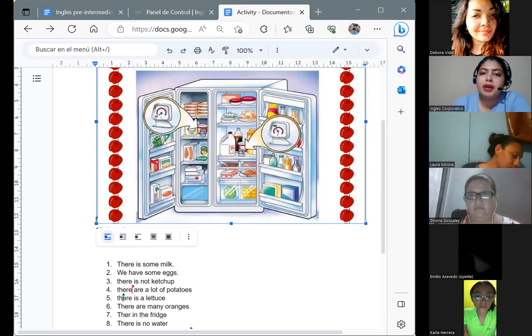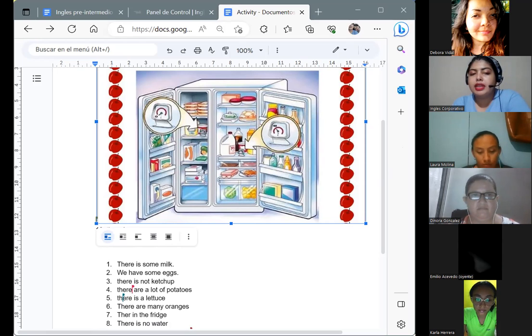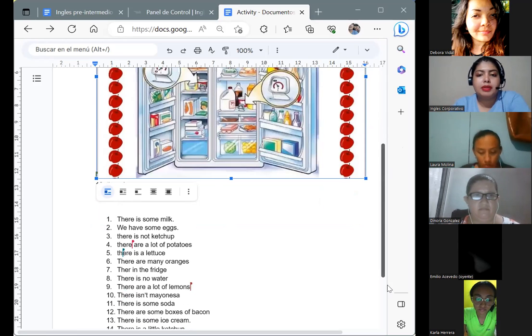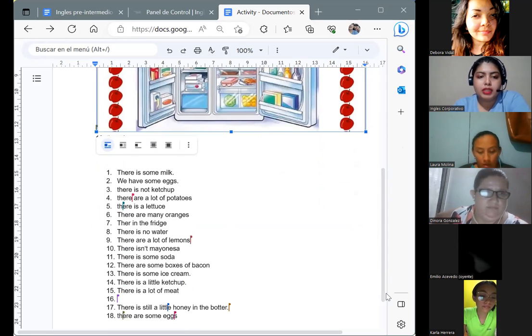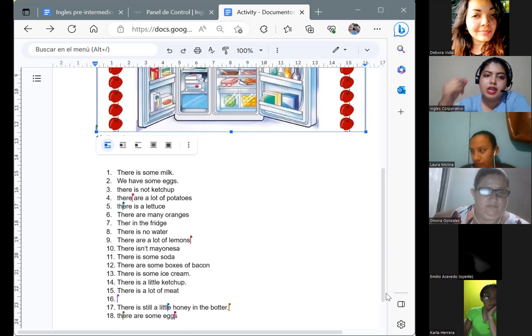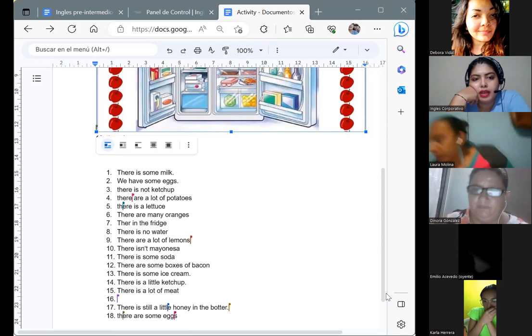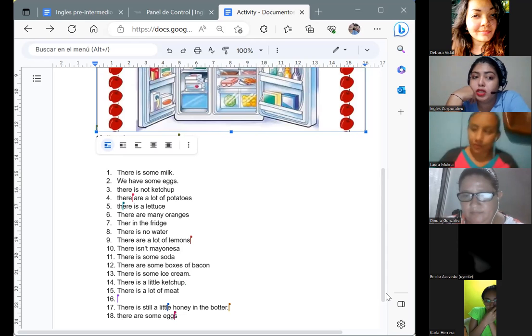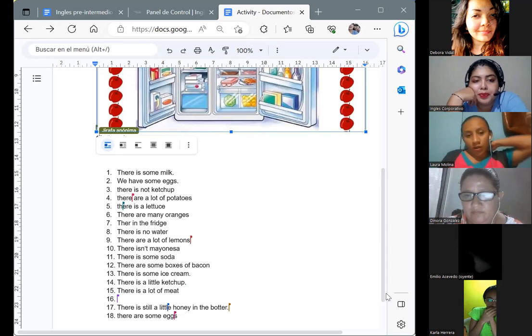Okay, it's time, but we are going to read the statements that we have there. Don't worry, you can keep writing. Ustedes pueden seguir escribiendo y ahí aparece la participación de cada uno de ustedes. So, tenemos hasta el momento 18 oraciones. There is some milk. We have some eggs. There is not ketchup. There are a lot of potatoes. There is a lettuce. There are many oranges.